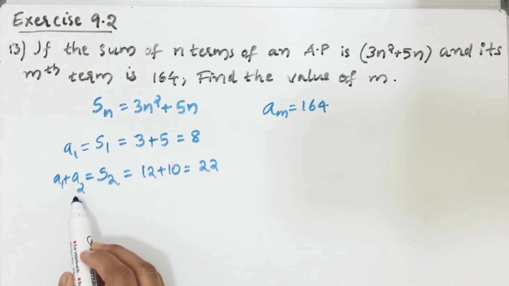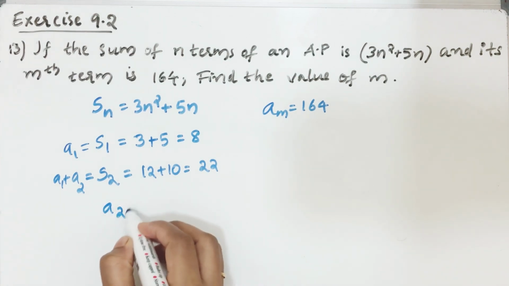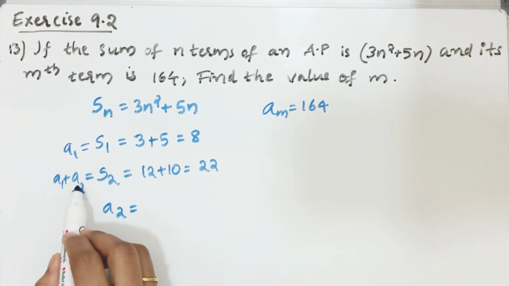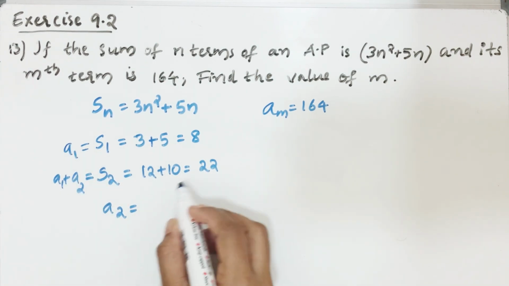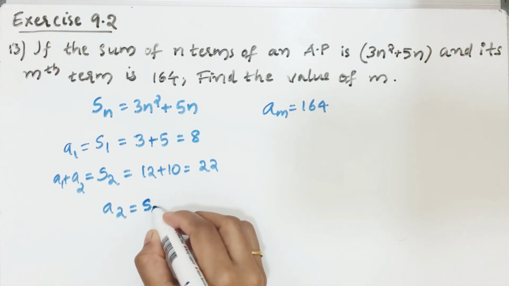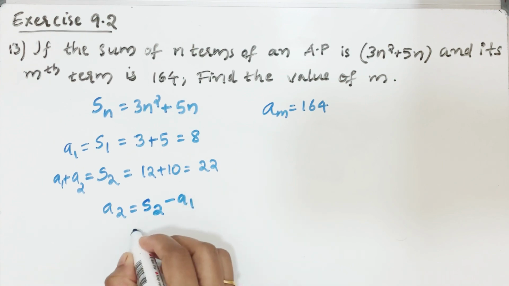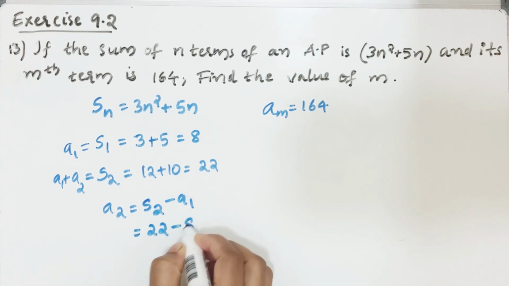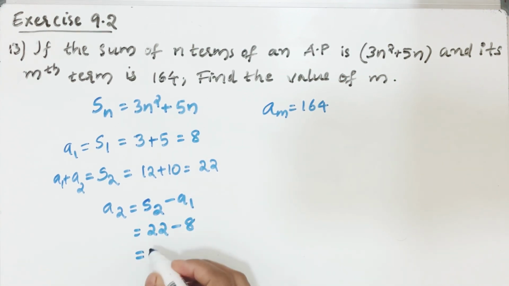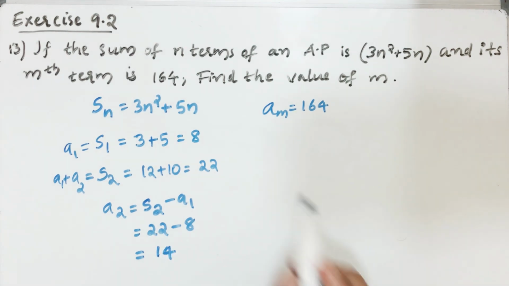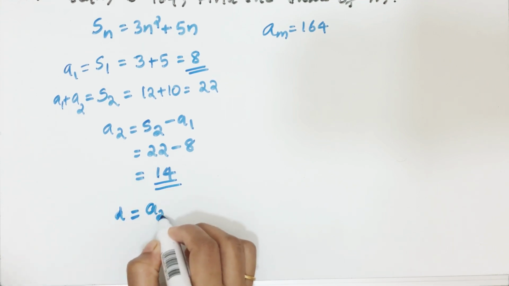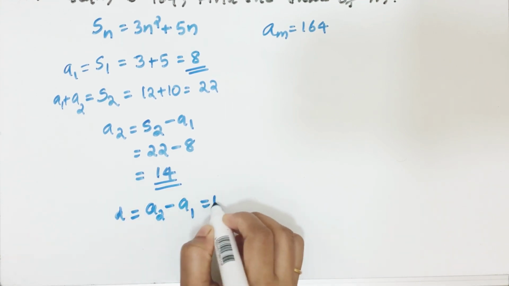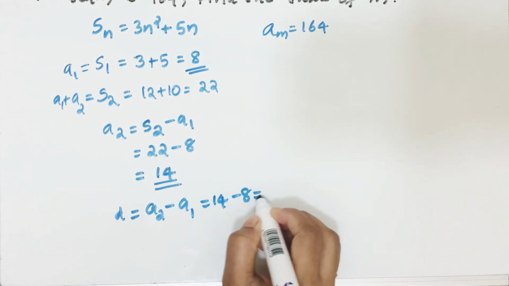So what will be A2? A2 is equal to A1 plus A2 minus A1, that is S2 minus A1, which is equal to 22 minus 8, which is equal to 14. So we have A1 and A2. Then what will be the common difference? The common difference is equal to A2 minus A1, which is equal to 14 minus 8, which is equal to 6.